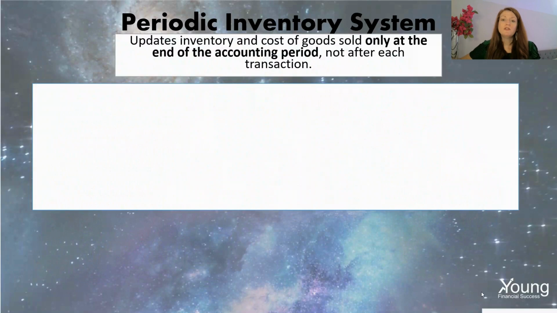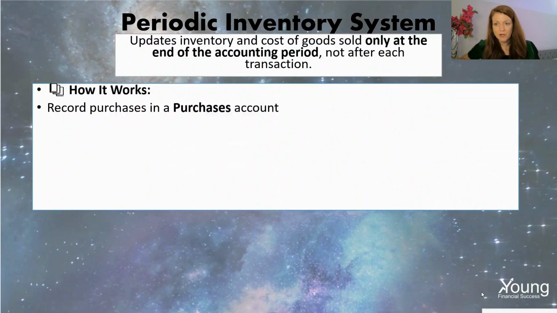So let's move on to the periodic inventory system. This updates inventory and cost of goods sold only at the end of the accounting period, not after each transaction. So perpetual keeps up with it all the time, which is so helpful, but it can also be very cumbersome and very expensive. So sometimes we see smaller businesses that will use periodic. How this works, they record purchases in a purchases account. So that's different. They're not putting it in inventory as they make the purchases.